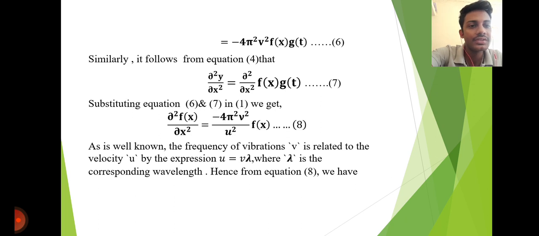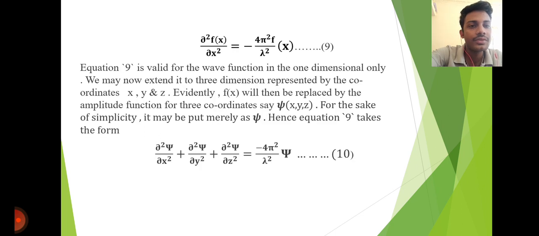Substituting equations 7 and 6 in equation 1, we get ∂²f(x)/∂x² = -4π²ν²/u² f(x). Here we know that vibration frequency ν is related with the velocity by the expression u = νλ, where λ is the corresponding wavelength. Hence equation 8 becomes ∂²f(x)/∂x² = -4π² f(x)/λ².